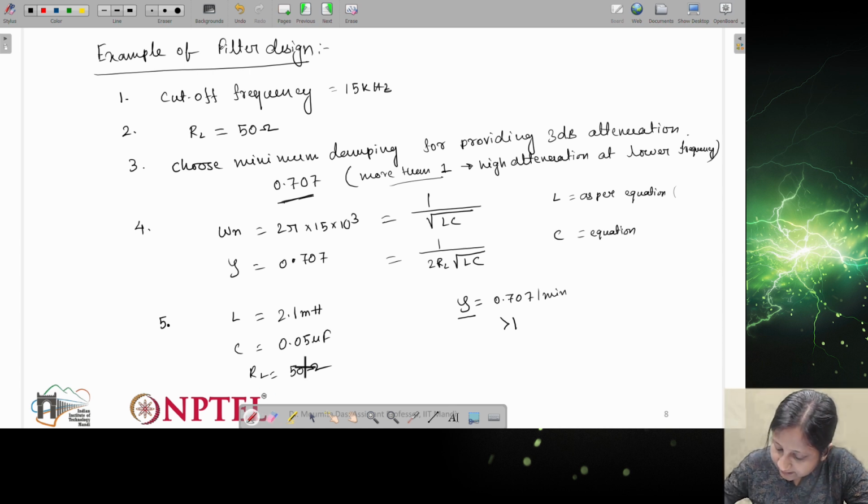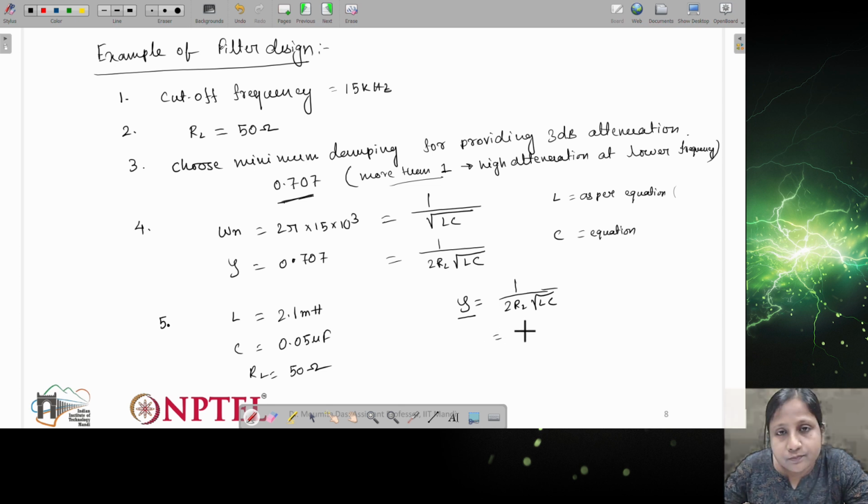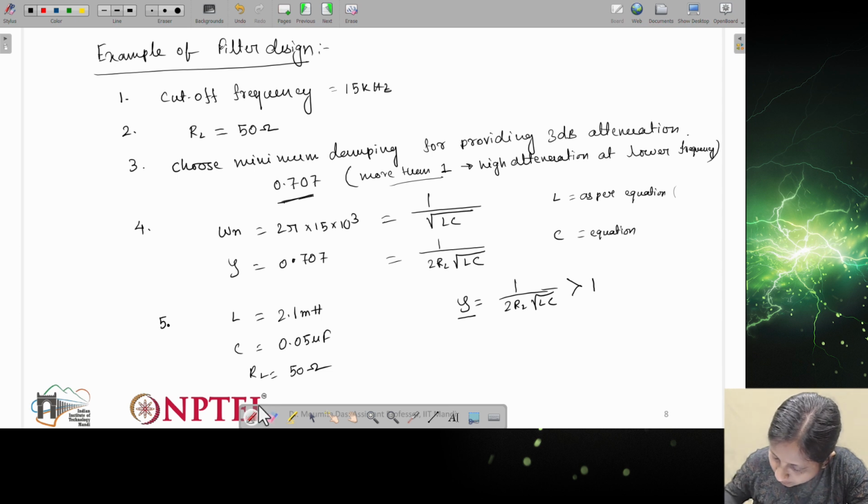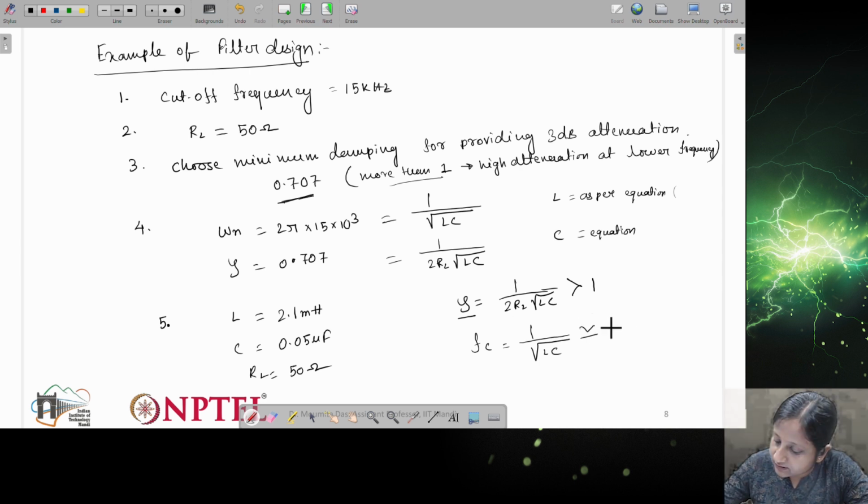So by using this L and C, again you can check 1 by 2 RL root under LC. The final value will give some zeta, and this has to be more than 1. So that check is required. Similarly, the cutoff frequency, again you have to check. FC equals 1 by root under LC. That has to be close to the given cutoff frequency, 15 kilohertz.